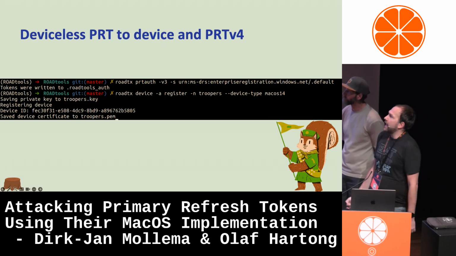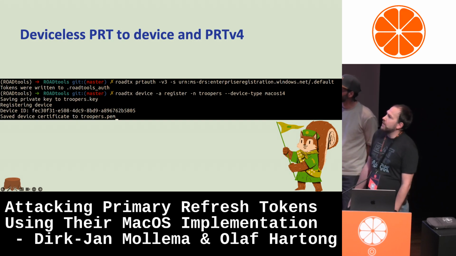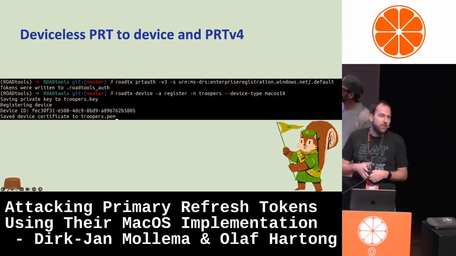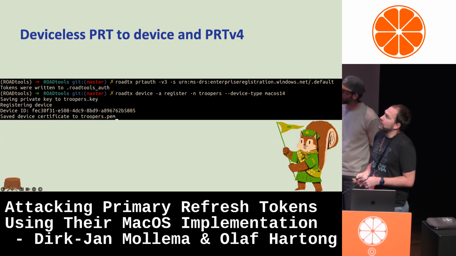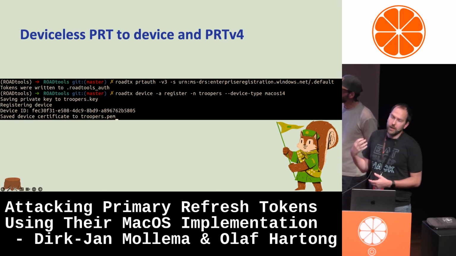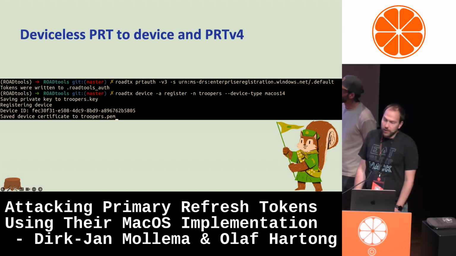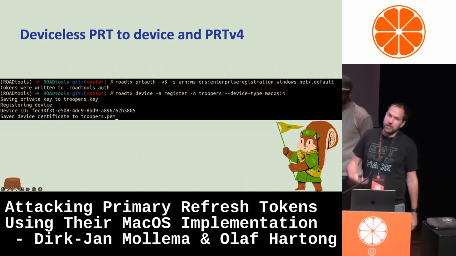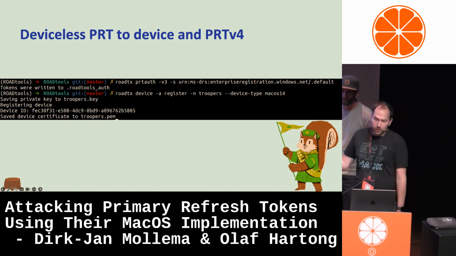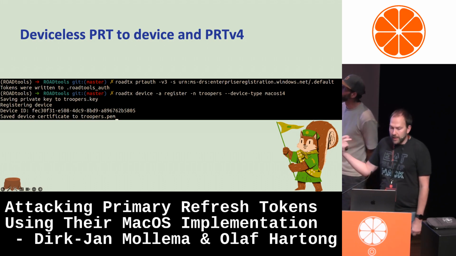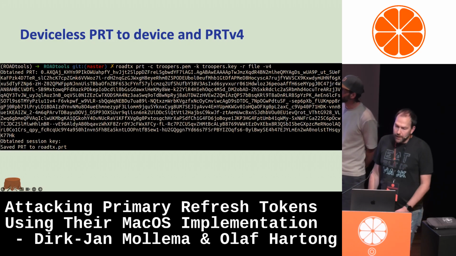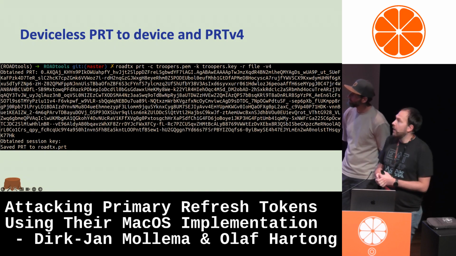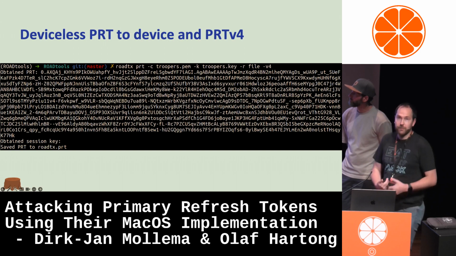And then after that, we register our fake device, and this device is obviously not going to have a TPM. We're going to do the new registration flow. So this is going to register a fake macOS device. It's going to pretend we have a secure enclave. So it's going to generate no RSA keys in this case, but elliptic curve keys. And then once we have this device, we can upgrade this PRT to a PRT v4, a device-bound PRT.